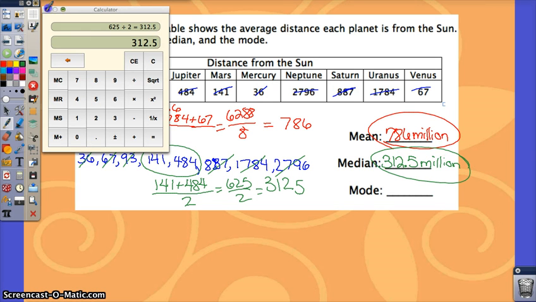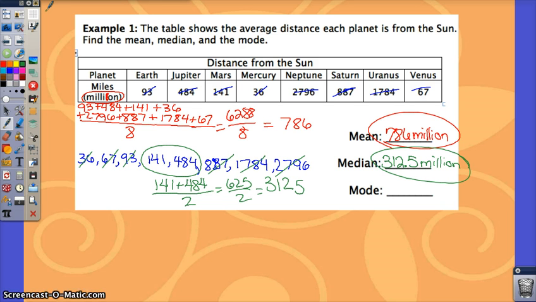And then the last one is the mode. When we look at this data set, do any of the values occur more often than the other ones? No. Then there's no mode. Like I said, if there were 3 values that occurred twice, all 3 of those could be the mode. If there was 1 value that occurred 5 times, then just that 1 value would be the mode. It has to occur more often than any other one.